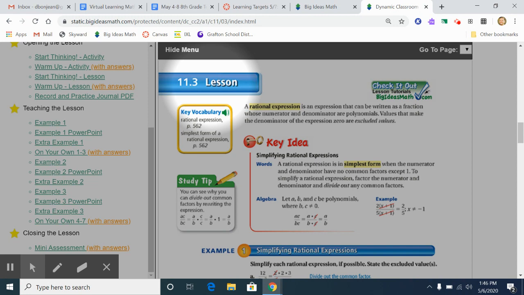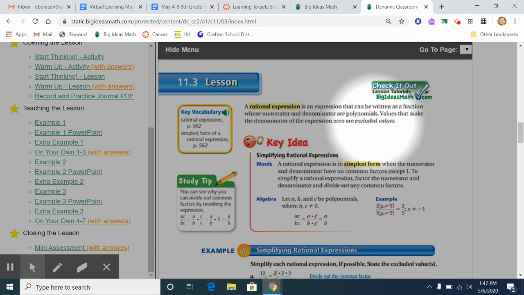All right, so let's start to read here and try and make sense of what we are going to be doing today. All right, so first things first, we are working with rational expressions, and we are going to be simplifying them. All right, so let's understand what that is in the first place. A rational expression is an expression that can be written as a fraction whose numerator and denominator are polynomials. Values that make the denominator of the expression 0 are called excluded values.